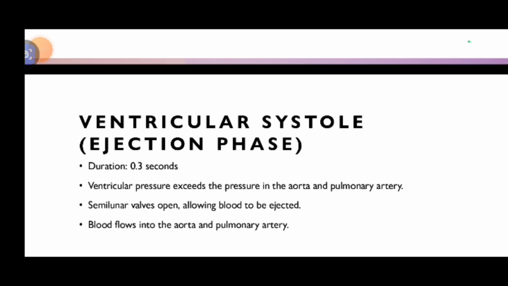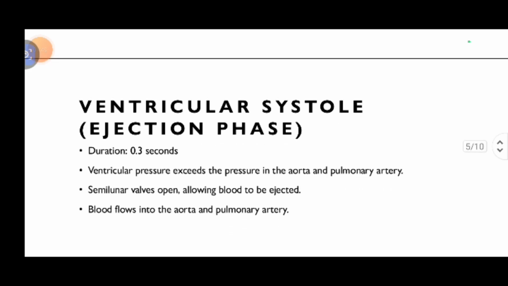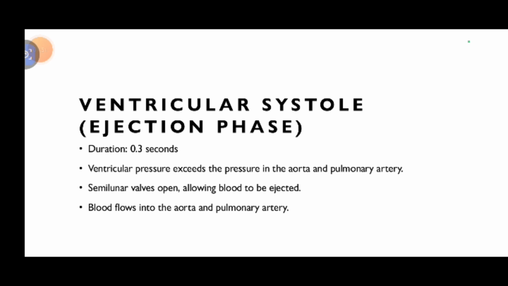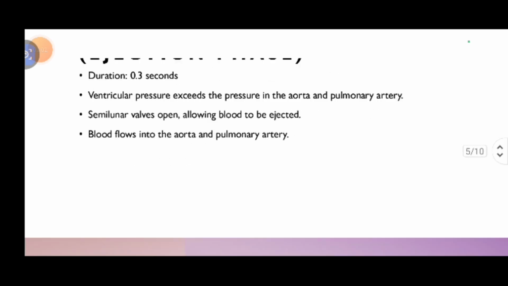Ventricular systole, ejection phase, duration 0.3 seconds. Ventricular pressure exceeds the pressure in the aorta and pulmonary artery. The semilunar valves open, allowing blood to be ejected. Blood flows into the aorta and pulmonary artery.